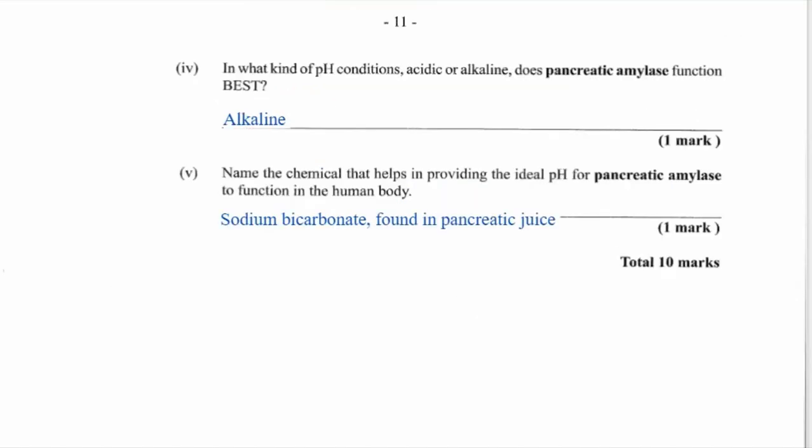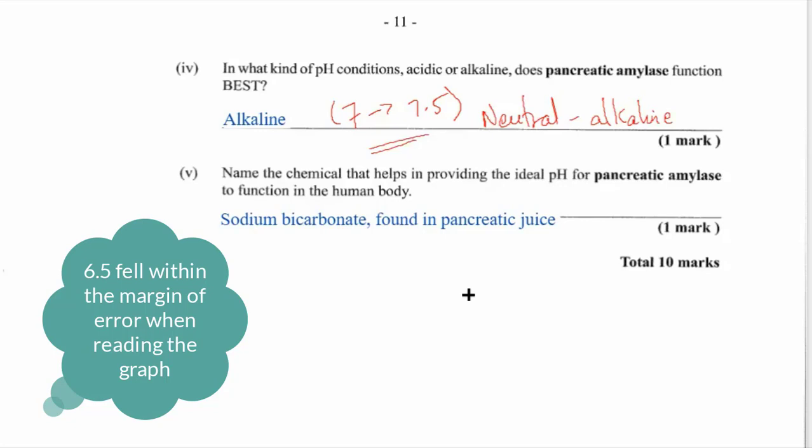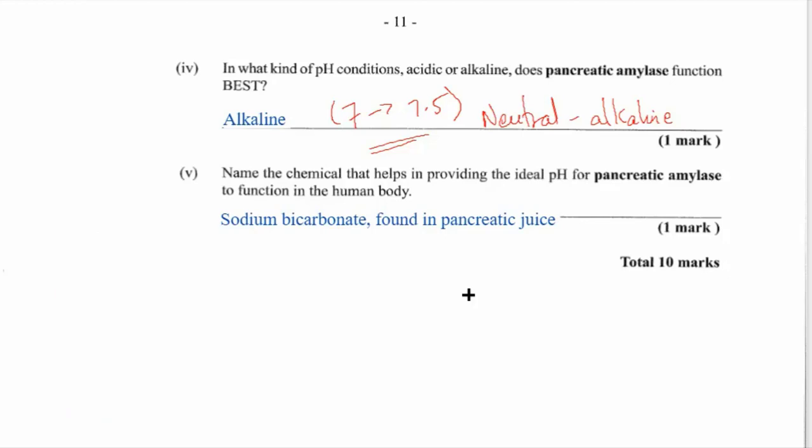Right, so in what kind of pH conditions does pancreatic amylase function best? Alkaline, because remember, we were looking at 7 to 7.5. So if you said something like neutral to alkaline, I know I put 6.5, but actually it's more 7 to 7.5. So that's neutral to alkaline. And the chemical, this was found in pancreatic juice, sodium bicarbonate.